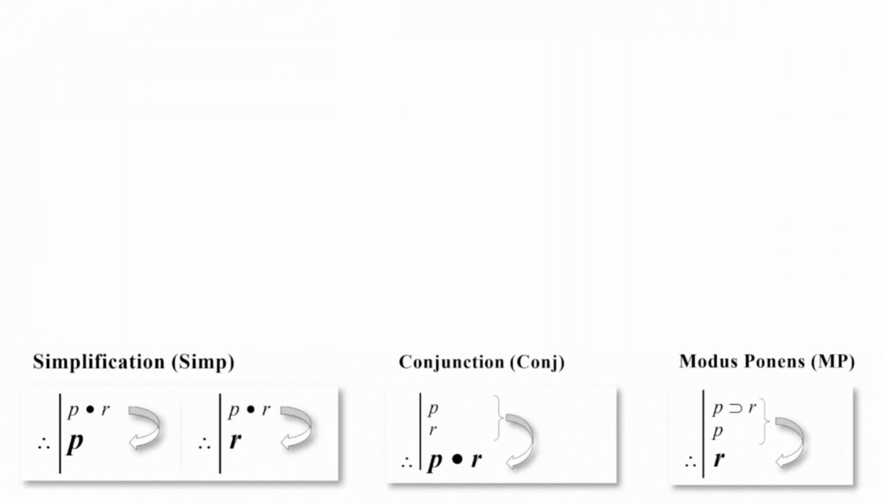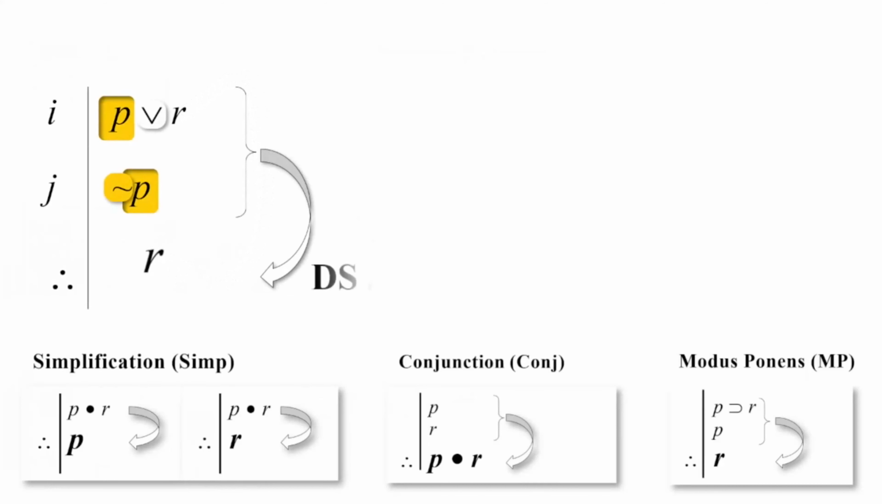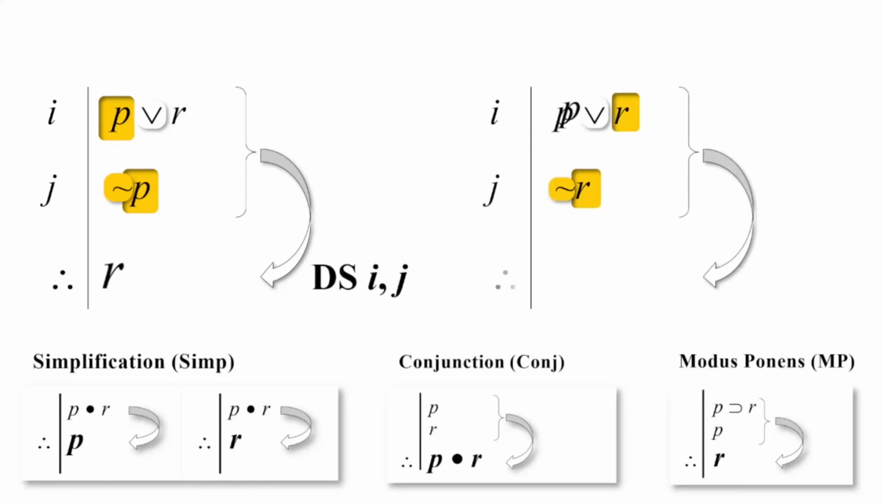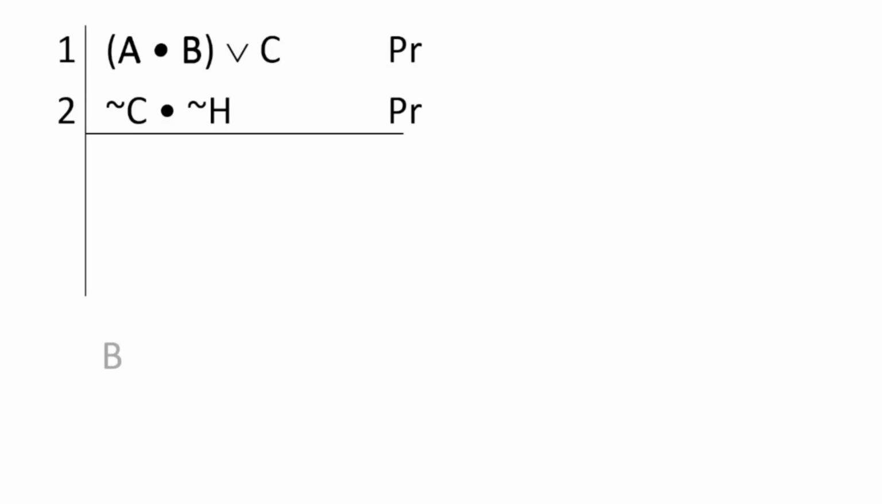We have introduced simplification, conjunction, and modus ponens, and we have added our 4th rule, disjunctive syllogism, which allows us to derive a disjunct from a disjunction, provided that we have the negation of the other disjunct, and of course, the negation and the disjunction must stand on their own lines. Let's take a look at our first proof.